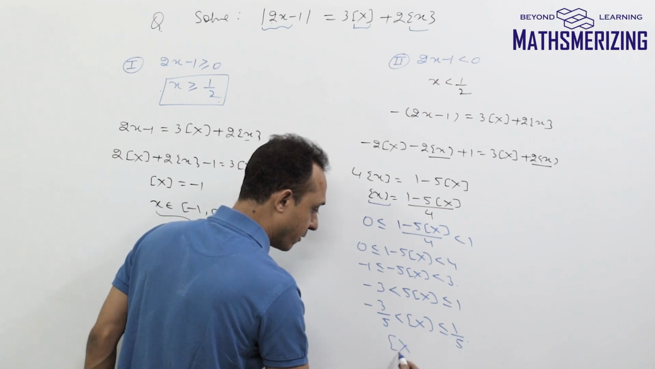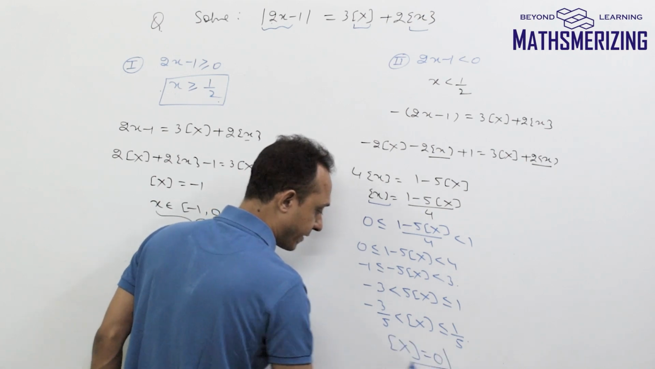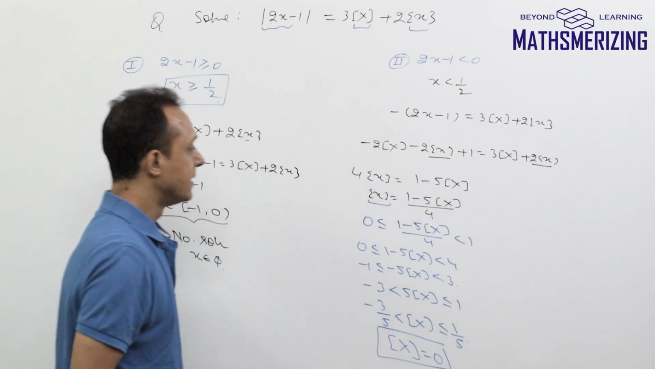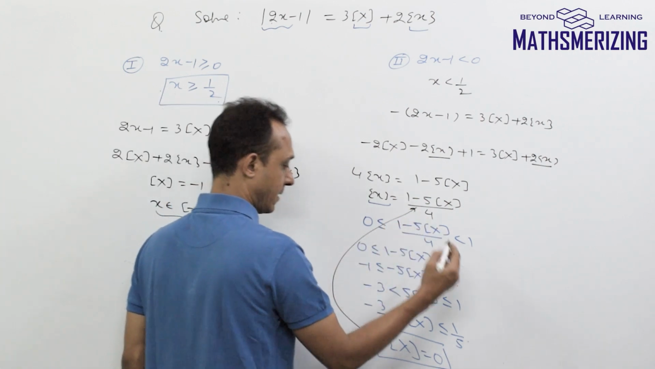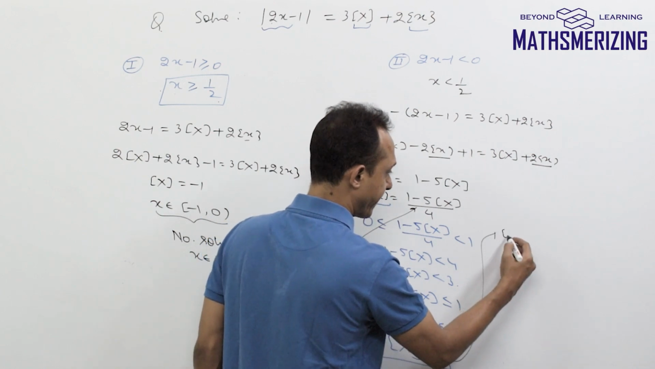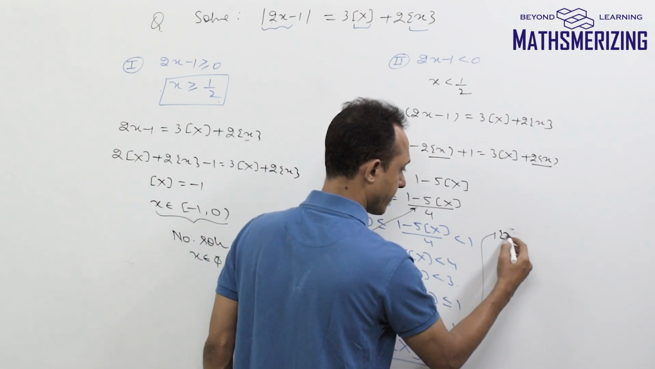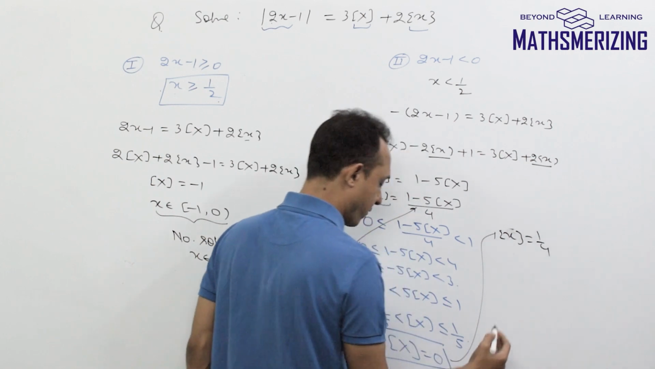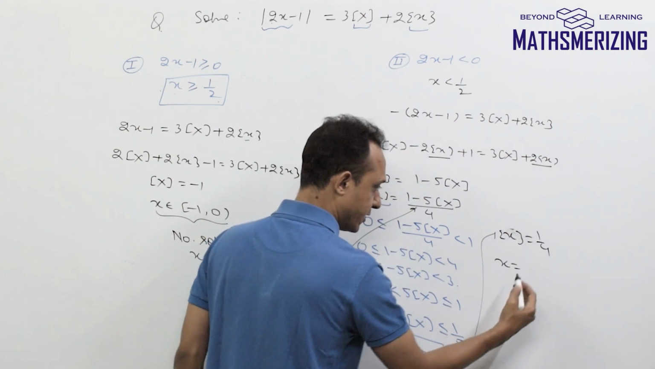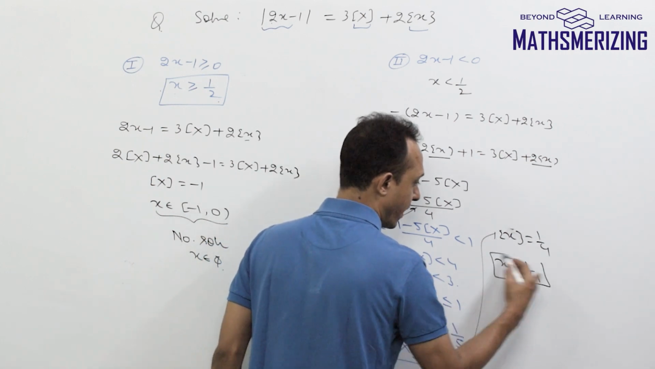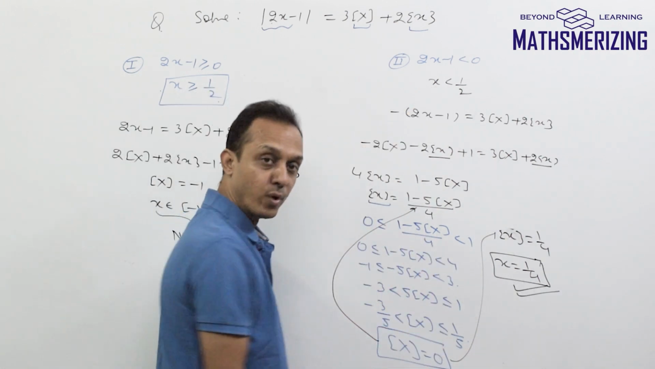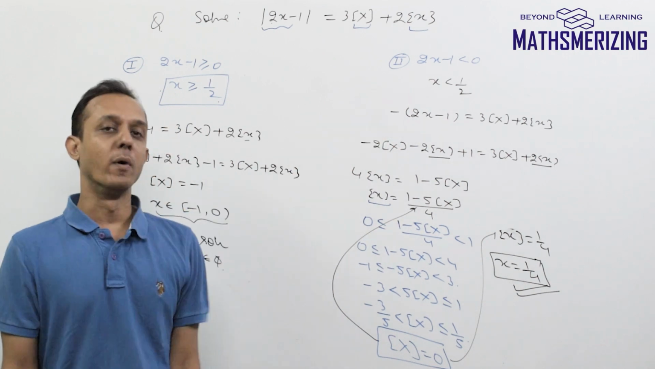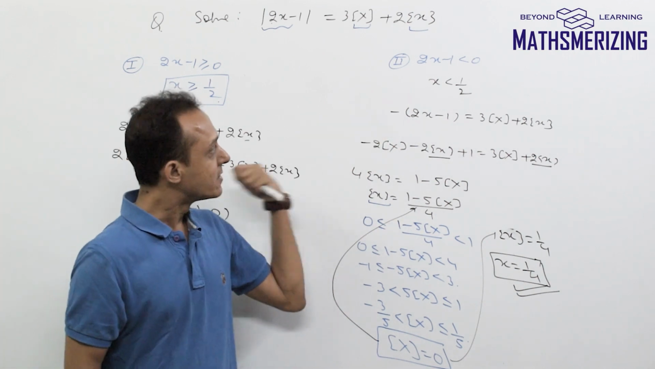So the only integral value possible in this case is [x] = 0. Now if I put the value of [x] as 0, I'll get the value of the fractional part of x as 1/4. So the value of x is 0 + 1/4, that is 1/4. Now 1/4 lies in the interval. So the only answer possible in this case is x = 1/4. This is how we'll solve such questions.